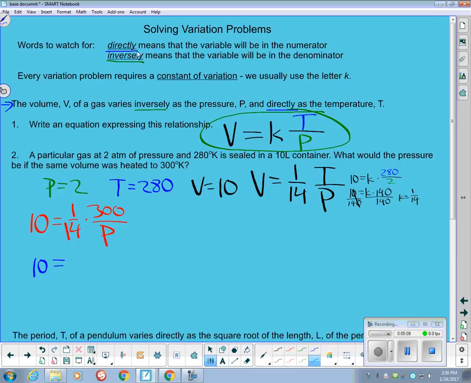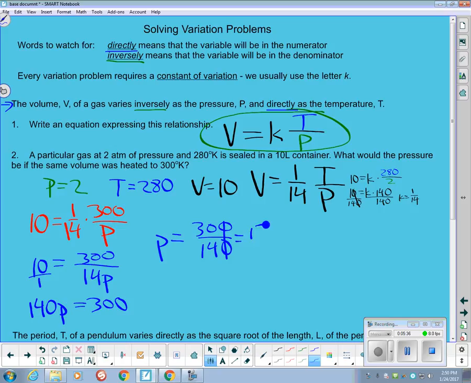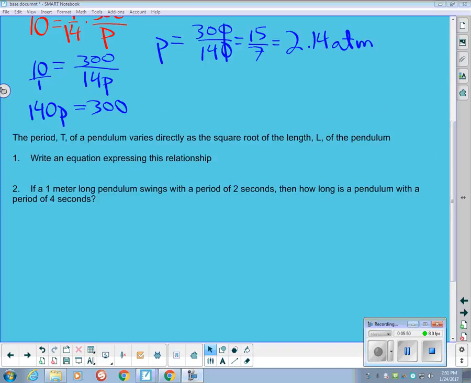We could write this as 10 is equal to 300 over 14P. And then if we cross multiply like we did back in our geometry days, we get 140P is equal to 300. So we just need to divide both sides by 140. P will be 300 over 140, or 30/14, or 15/7, or 2 1/7, which is approximately 2.14 atmospheres of pressure in that problem.